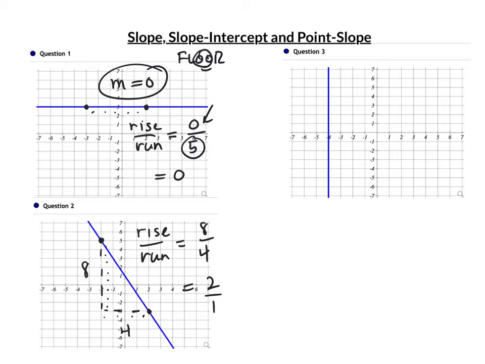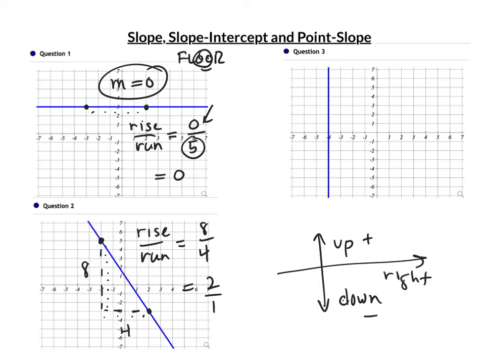Now the thing, and this is really common with students, you have to keep in mind your directions. Remember that if you go up, it's positive. Down is negative. And if I go right, like the x-axis, it's positive. And if I go left, it's negative. So you have to keep that in mind. So let's go back to that top point there. I went down 8, that's -8, and over to the right 4, that's +4. So it was -8 over 4, which gave me a slope of -2.